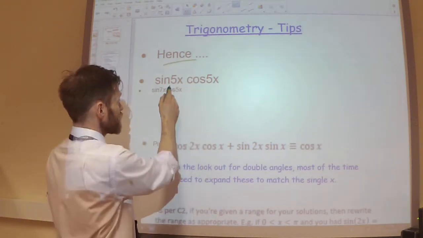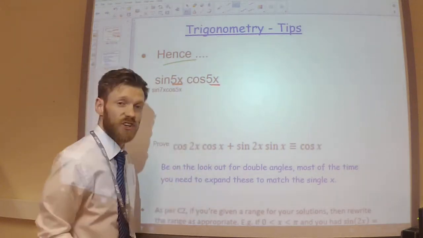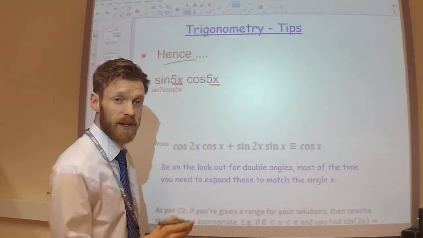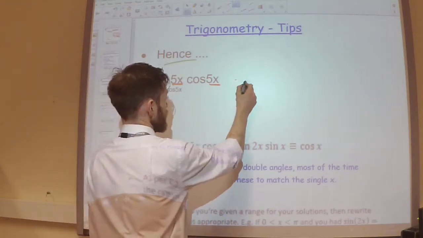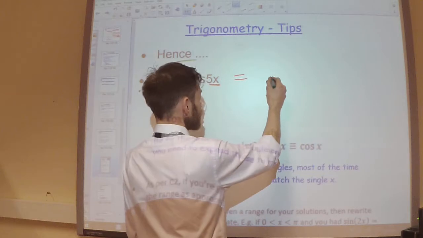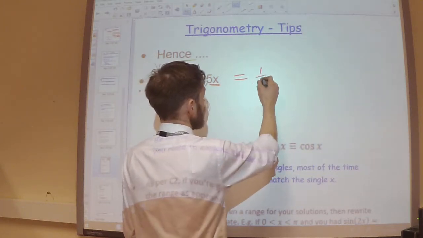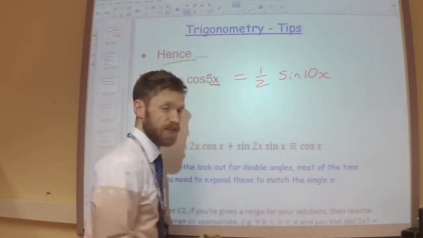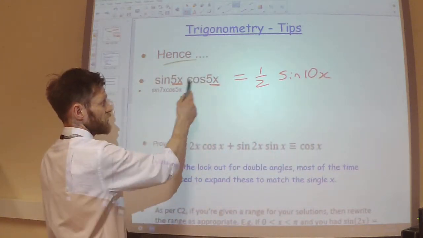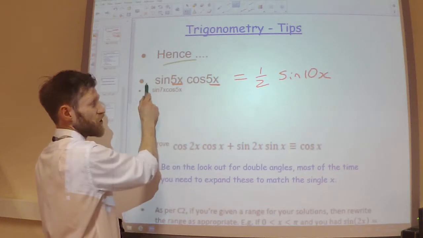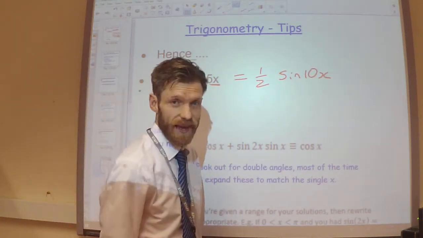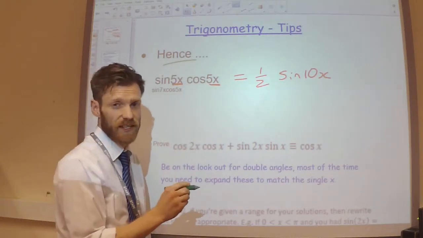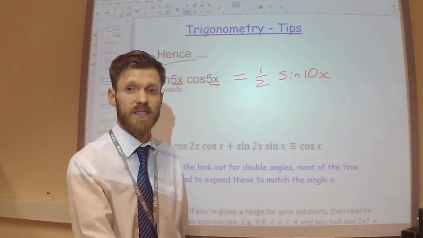Be on the lookout for seeing things like the product of sine and cos. If the function on the inside there is the same, then you can use the sine double angle formula. In this case, this would be the same as half sine 10x, because obviously these are going to be doubled, but there's no 2 in the front, so that's why it's a half there. So just remember to be on the lookout for things where you have sine of something, cos of something, and that something is the same.